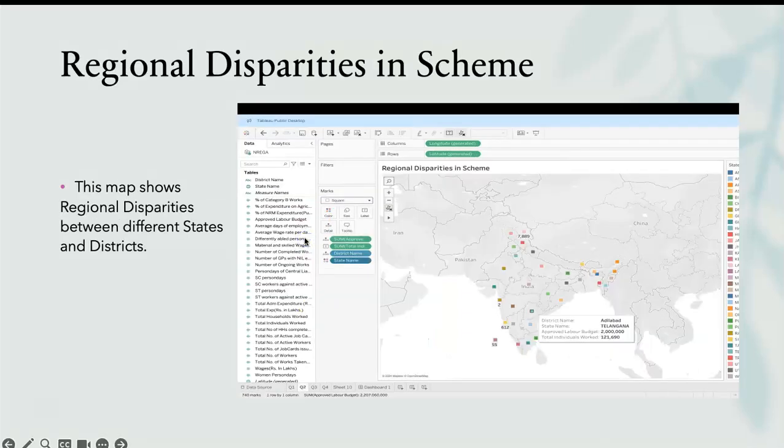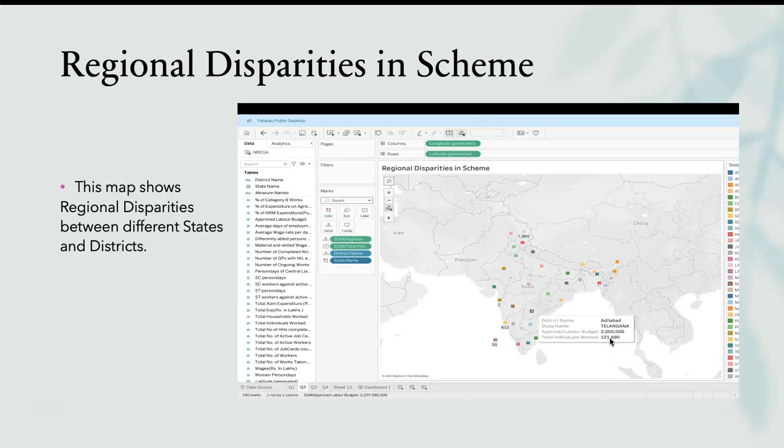And the next, coming to the regional disparities in this scheme among the states, I have taken districts and states to show typically, and I have taken approved budget and total individuals that have been working. In this, I have taken Adilabad district and Telangana. Here we can see 20 lakhs approved labor budget, and these are the total individuals worked. There is a difference from one state to another state. There are some regional disparities among the allocation of budget and wages, etc.